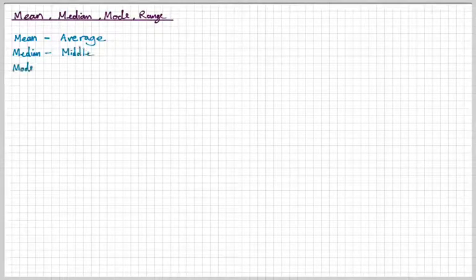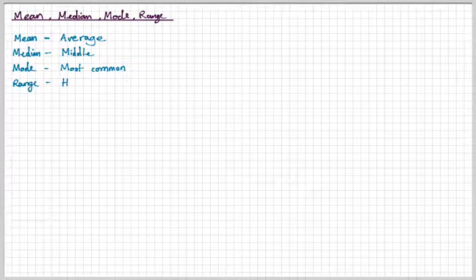So to begin, let's talk about what the mean is. You should know that the mean is the average. What's median? What do you think median is? Well, we should know it's the middle number. The mode is the most common number. And the range is the highest to the lowest. Okay? Let's talk about these in more detail.